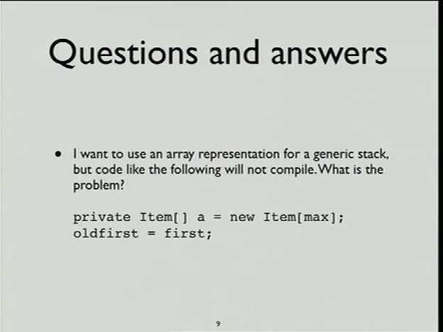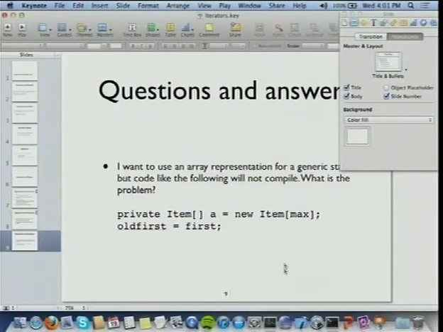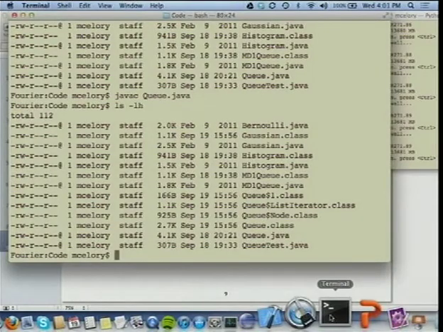And for the other libraries, there are also implementations available. Then there's a last one. Say you want to use an array implementation for a generic stack. The code that you see over there will not compile. So what's wrong there? It looks right. In fact, I can show you quickly what I meant. Let me open the queue class.